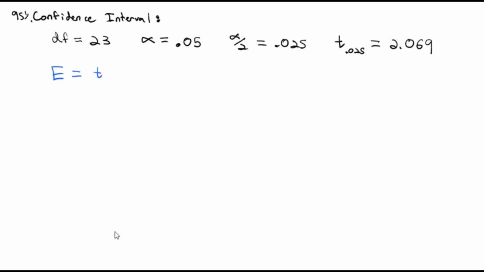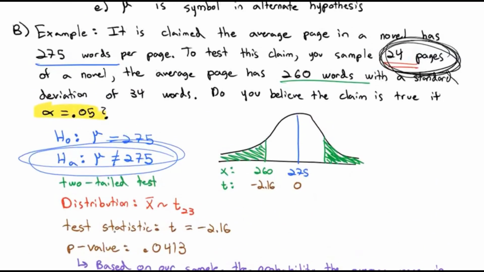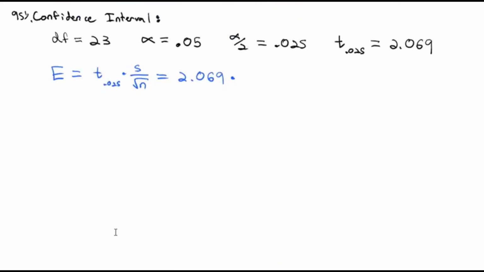Remember, the error is t sub 0.025 times the standard deviation divided by the square root of the sample size. So 2.069 times the standard deviation. We said the standard deviation was 34 words, divided by the square root of the sample size, which was 24. We end up with an error of about 14.4 words.